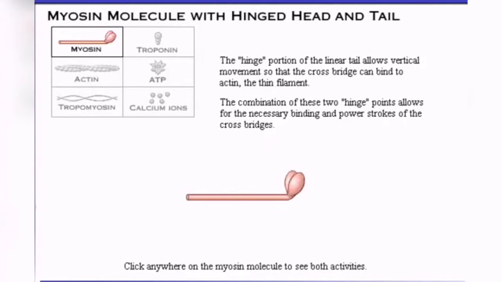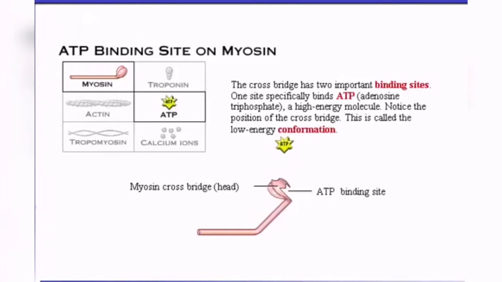The cross bridge has 2 important binding sites. One site specifically binds ATP, adenosine triphosphate, a high-energy molecule. Notice the position of the cross bridge. This is called the low-energy conformation. Click the ATP molecule to see it bind to the cross bridge.